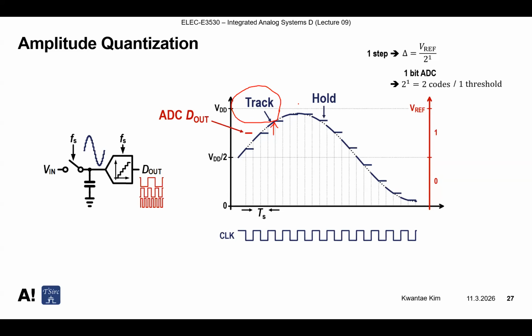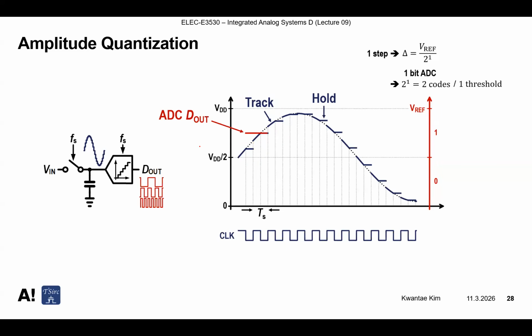We call it a hold operation. During the hold operation, the ADC quantizer runs and does its job, and the output is produced during the hold window. So this is how I expressed the ADC D out.